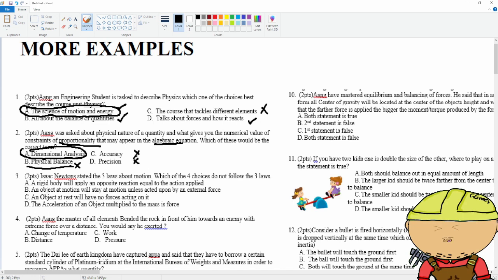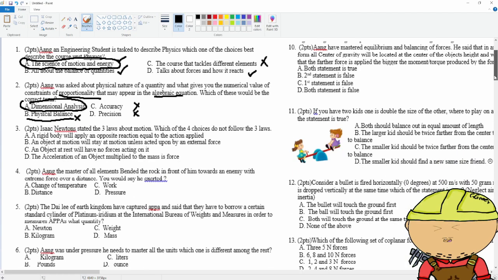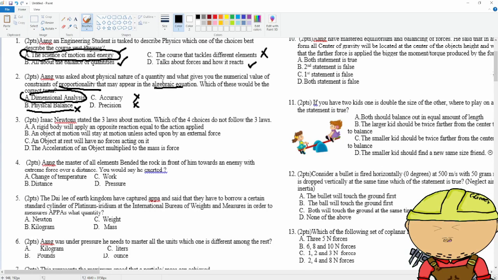Accuracy, precision, no. Accuracy is the word for getting the true value or getting near the true value. You're very accurate if you measured near the true value, while precision is the difference between values of measurement. Okay. And numerical value constants of proportionality is about dimensional analysis. The one with the M over L something. Mass over length cubed is density, something like that.